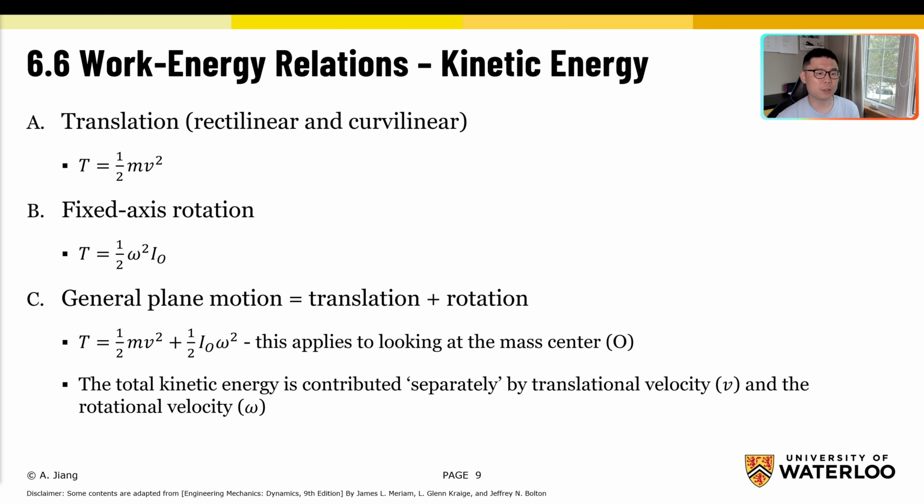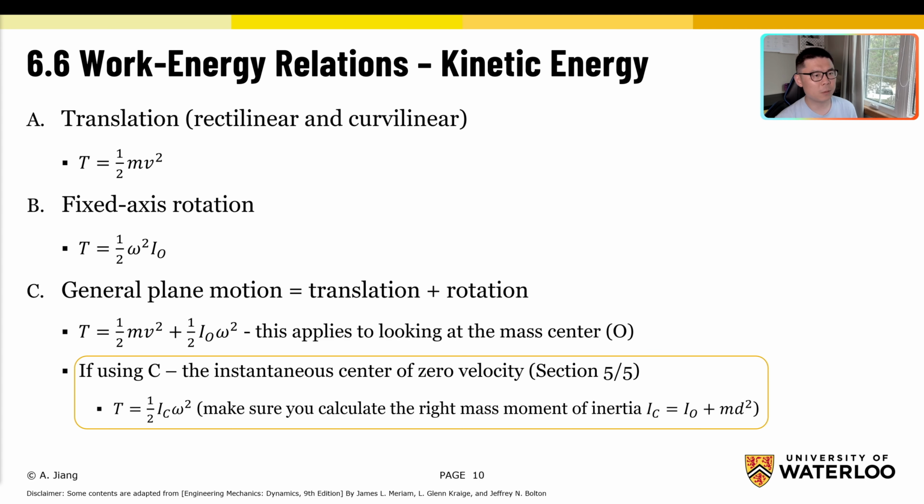Looking at this equation, you can clearly see that the total kinetic energy is contributed separately by translational velocity v and the rotational velocity ω. Then what if we don't want to use the mass center? Sure, that's fine. We can use any other point as long as you can calculate the right mass moment of inertia of that point. One example here is to use the instantaneous center of zero velocity, point C.